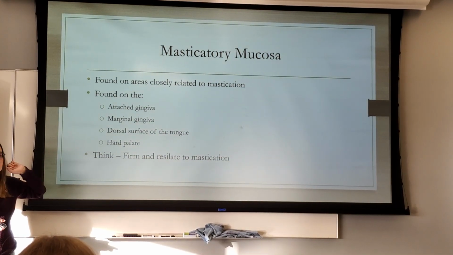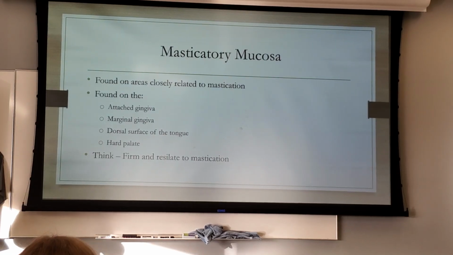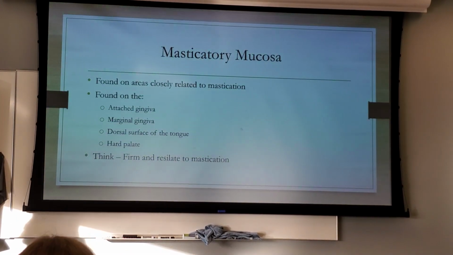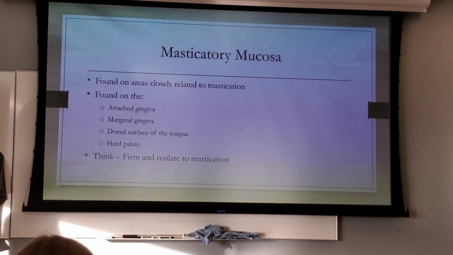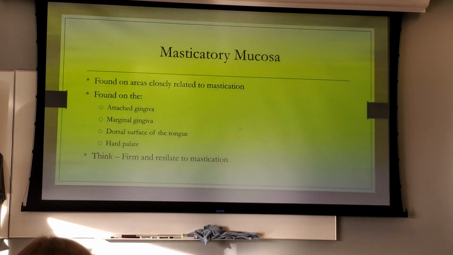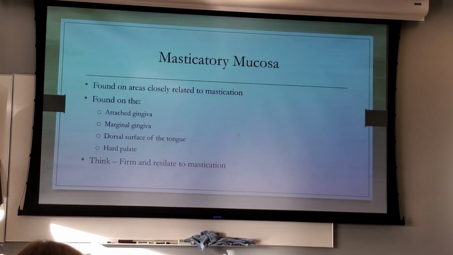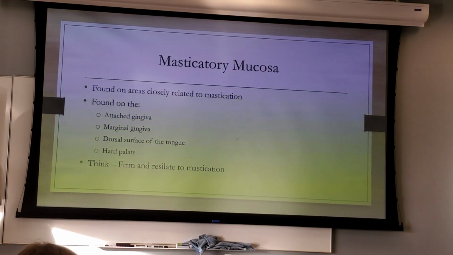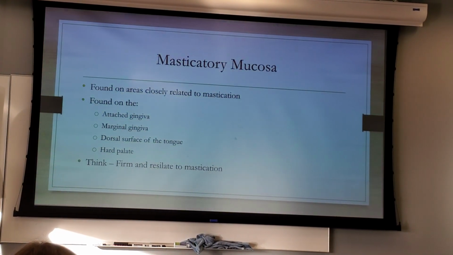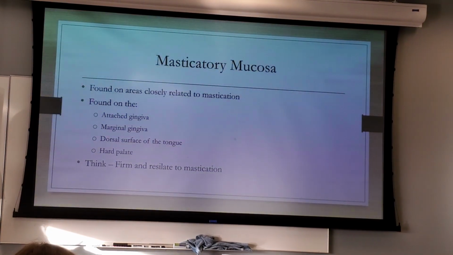Because the lining is probably going to be easier to puncture and get through, versus something that can take a little bit more force. So think about the parts of the oral cavity that are more firm, like our attached gingiva or our hard palate, and then areas like the top of our tongue, the dorsal surface, is going to be stronger to food than maybe our ventral surface would be.